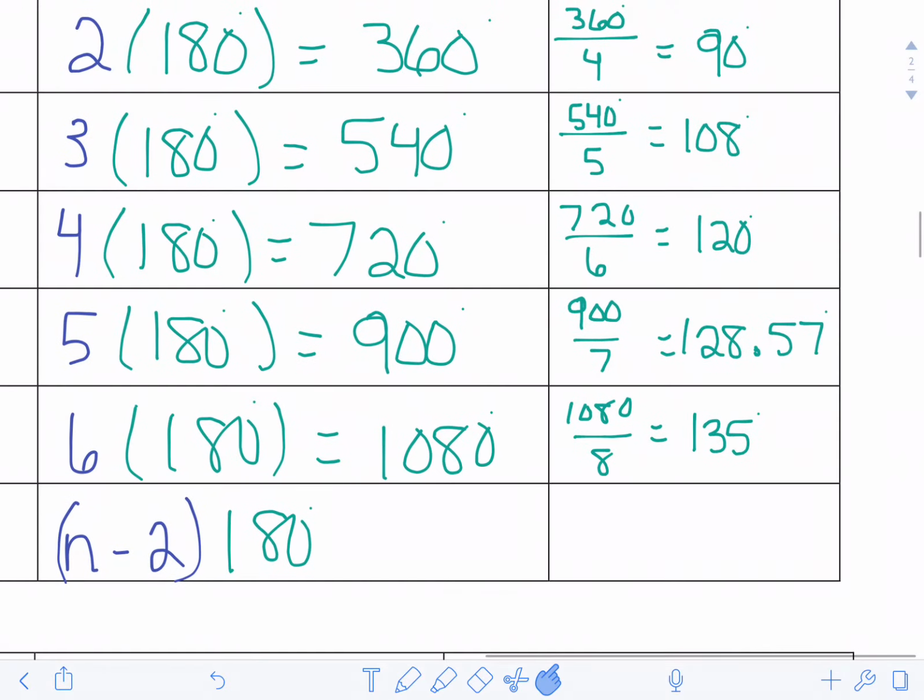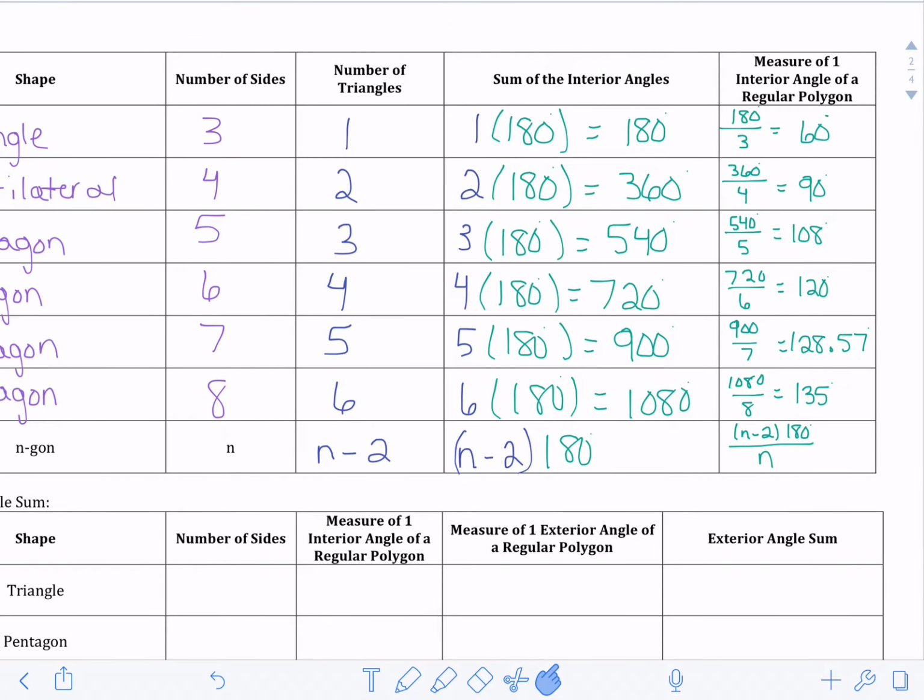And then the last thing that we have here is n minus 2 times 180 degrees, because that's the whole thing. All we did is we took that number and divided it by n, however many sides you have. Because if you look back over here at the column of the number of sides, that's the same thing as how many angles you have in that polygon.